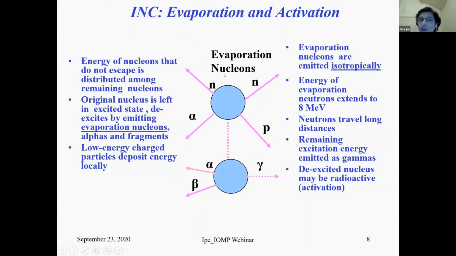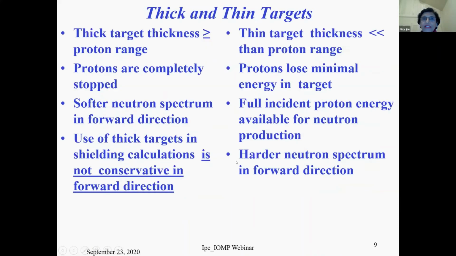The energy of these neutrons extends to about 8 MeV, and so these neutrons travel long distances continuously depositing their energy. The remaining excitation energy will then be emitted as gammas, and the de-excited nucleus may be radioactive.